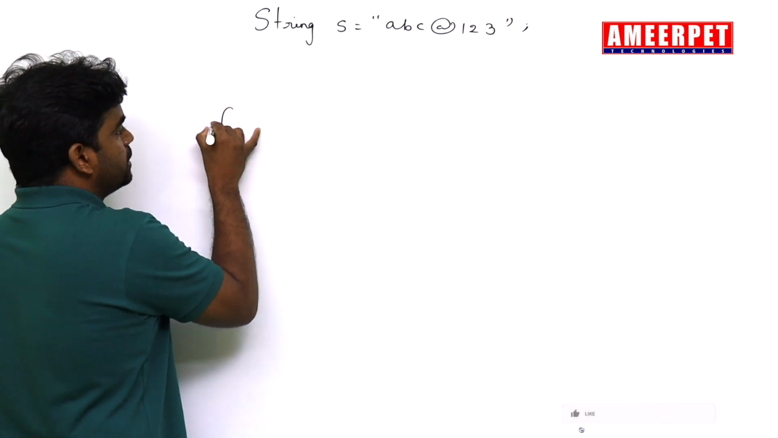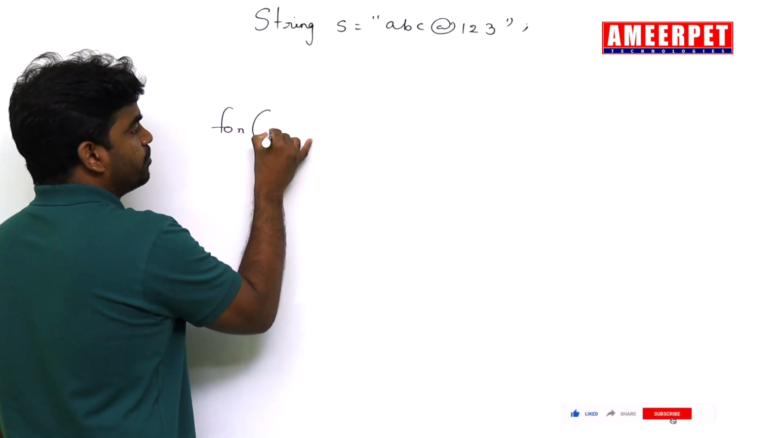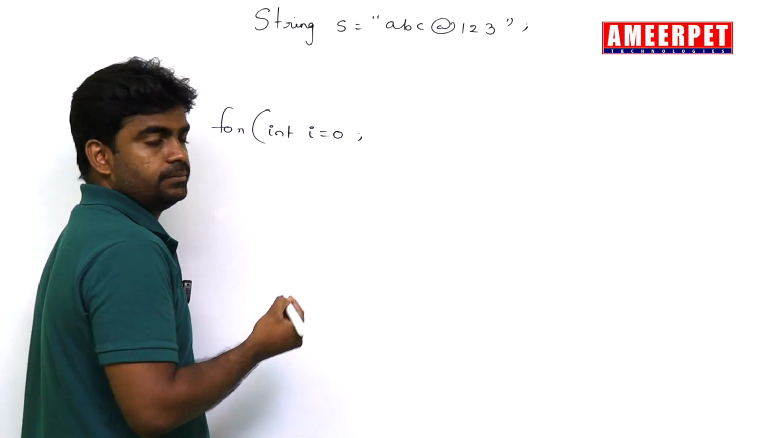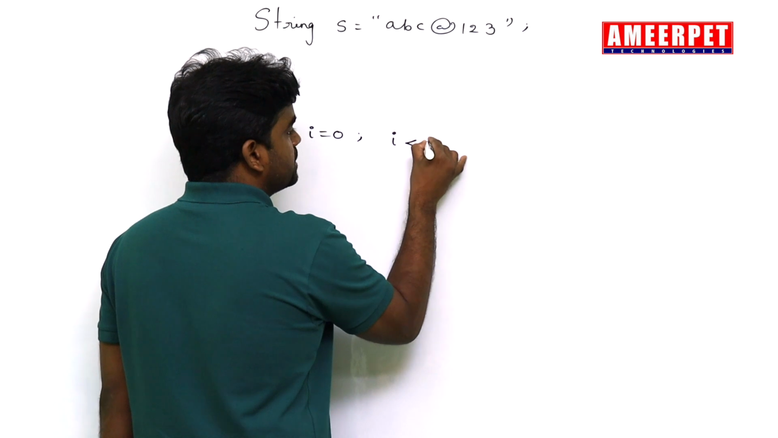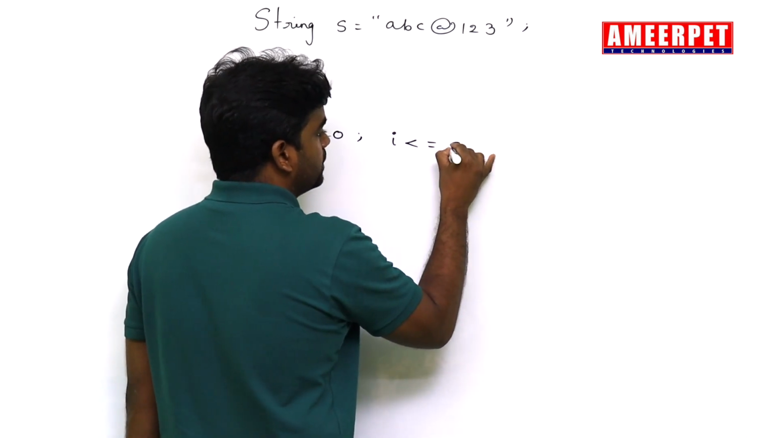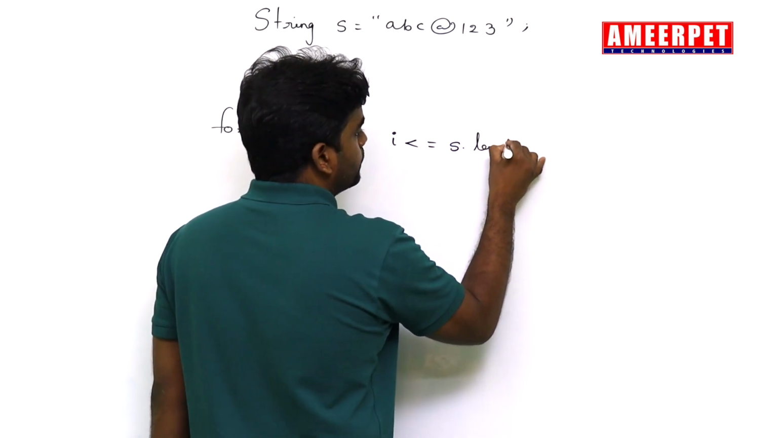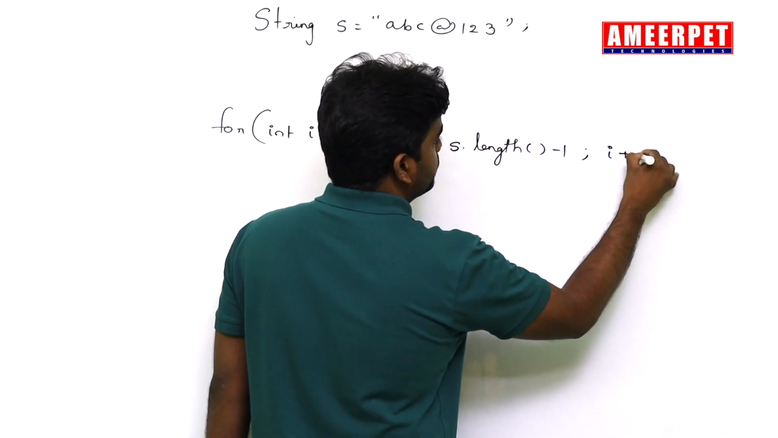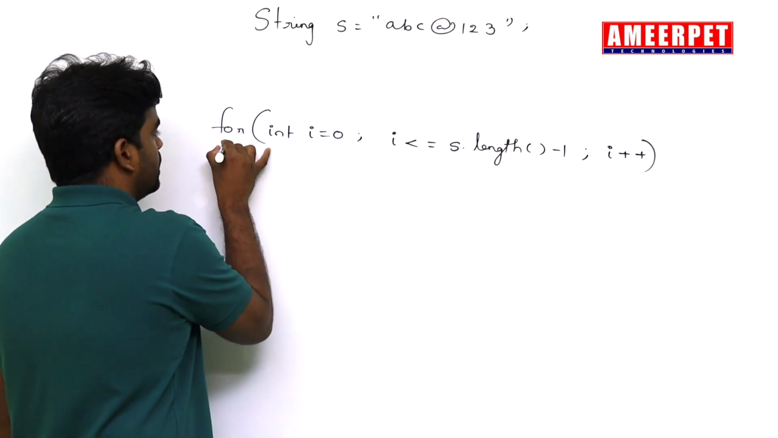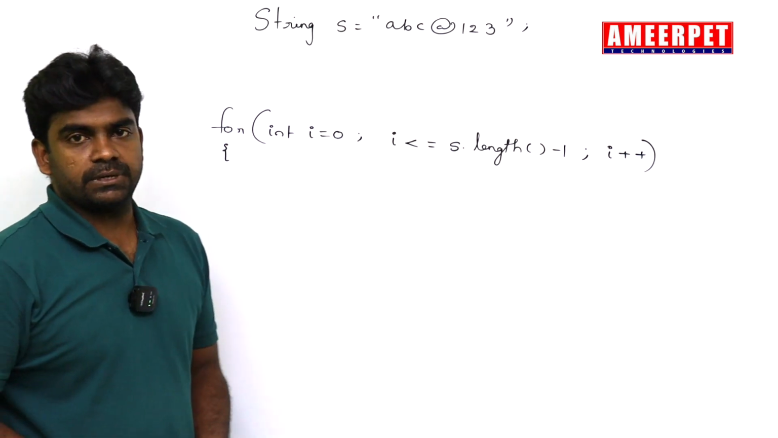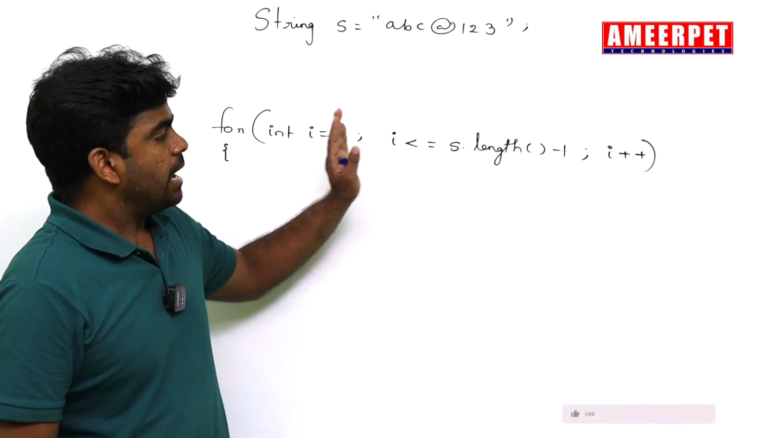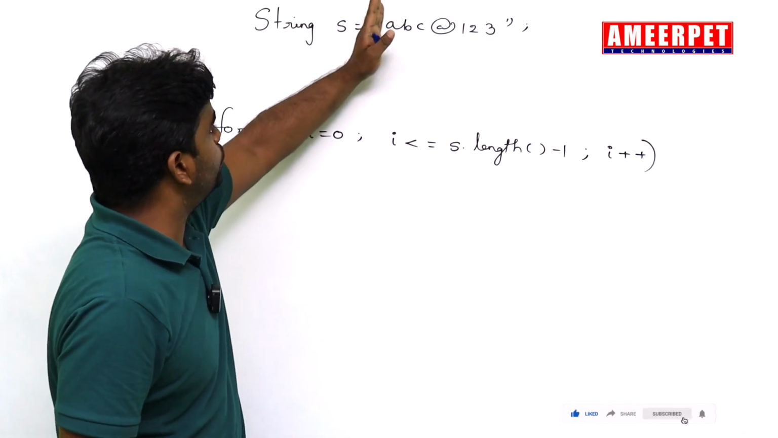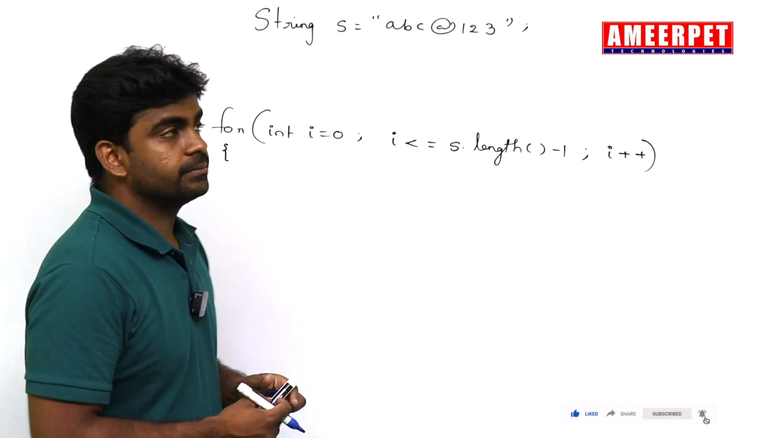For that, I am repeating the loop for integer index starting with 0, and i less than or equals to the total length, s.length() minus 1, i++. That is, i equals 0, i less than or equals to s.length() minus 1, i++. From start to end, it will repeat.